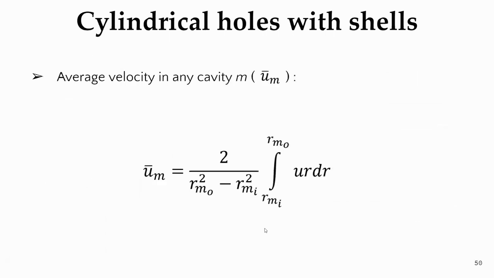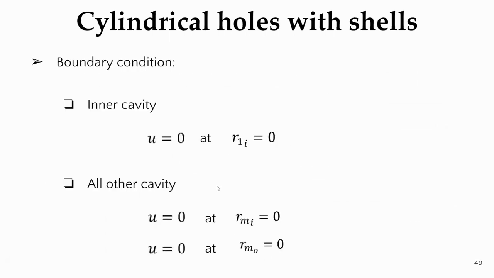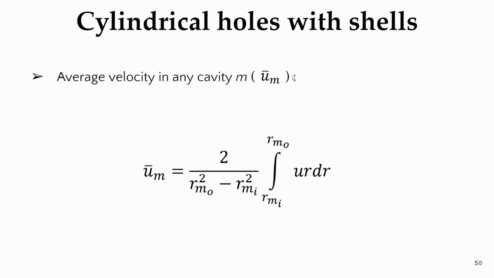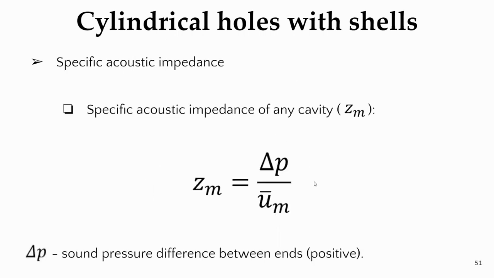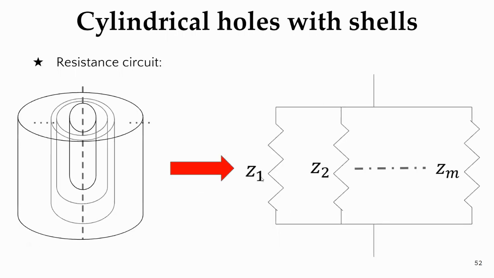And if we substitute, that is the boundary condition. And for each cavity, you have to take individual cavities. For each cavity, there will be an average particle velocity, which can be taken from this equation. And for each cavity, we'll be getting a similar specific acoustic impedance of the cavity as this. And we'll be finding it for each cavity. This is for one hole, and these are for each cavity, Z1 to Zm.